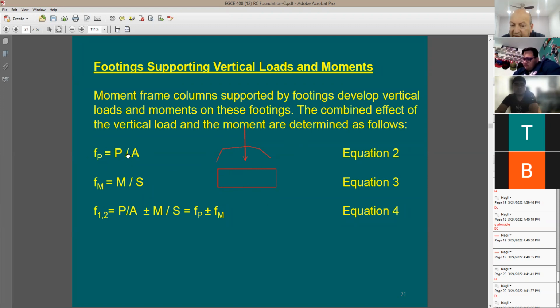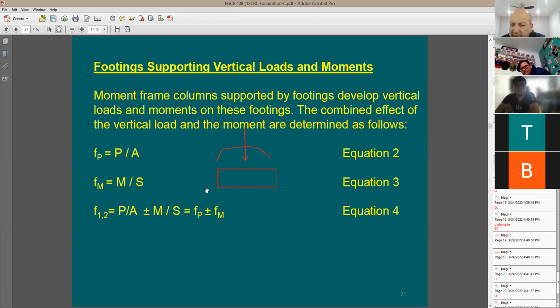Then add the effect of both this vertical load and this moment with an equation that you have seen before in mechanics of materials, the combined stress, right? When you have vertical load and moment acting on a surface, you say P over A, which is the effect of the vertical load, and M over S, the section modulus, right? You have seen this before in this course. And then you say plus or minus. I'll tell you the reason for this plus or minus.